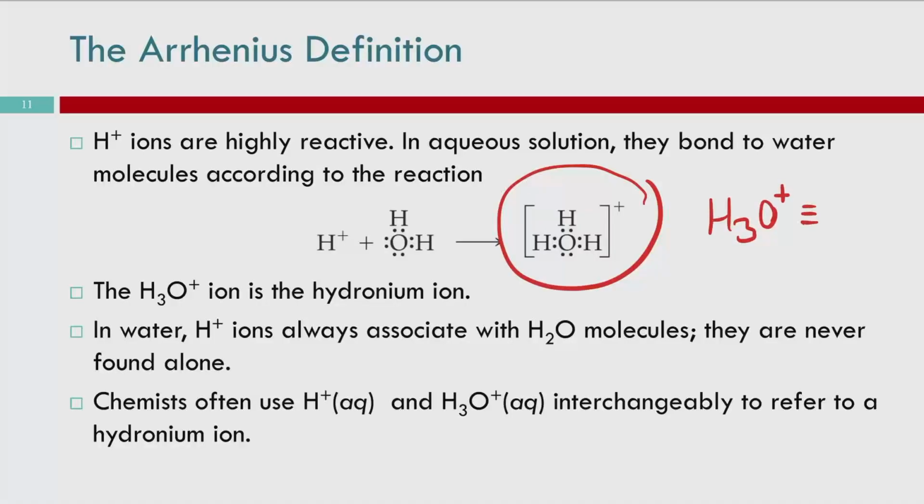H3O plus we're using interchangeably with H plus. We'll often use H plus just because it's shorter, but when we're talking about H plus, we're actually meaning H3O plus, and H3O plus is the hydronium ion. I believe that is on our list of ions to know. And again, in water, these protons, these hydrogen ions, will always have an H2O that they are paired up with. We'll typically be using them interchangeably. So if you see one, you should know that we're talking about potentially the other.